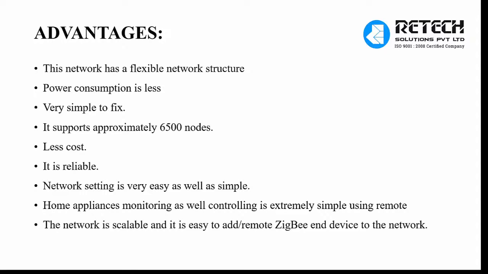The network has a flexible network structure. Actually, if you want to use Zigbee as a network structure, it will be very flexible. You form a network by using one main node and some core nodes. Using this main node, you can send or receive data using the core nodes, and you can control the devices using this node.